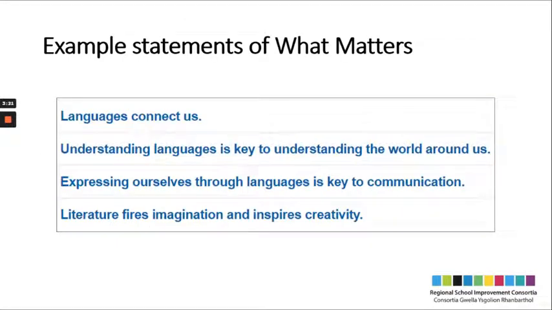Here is an example of the 4 statements of what matters from the languages, literacy and communication area of learning and experience. Please note that these are just the headings of the statements of what matters. Each one is further explained in the framework with an additional narrative.